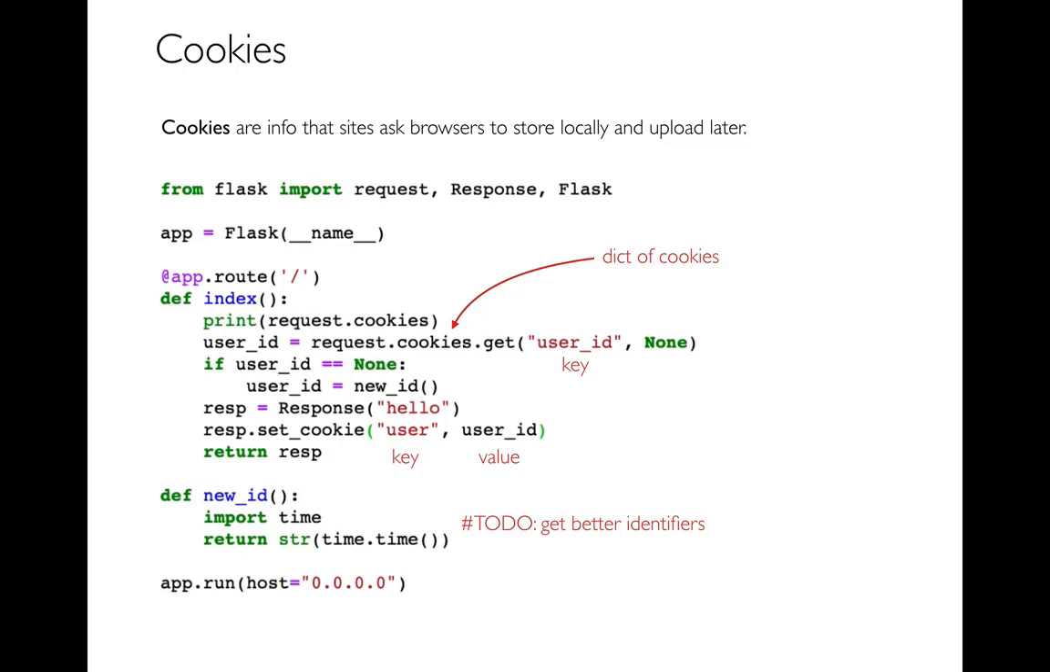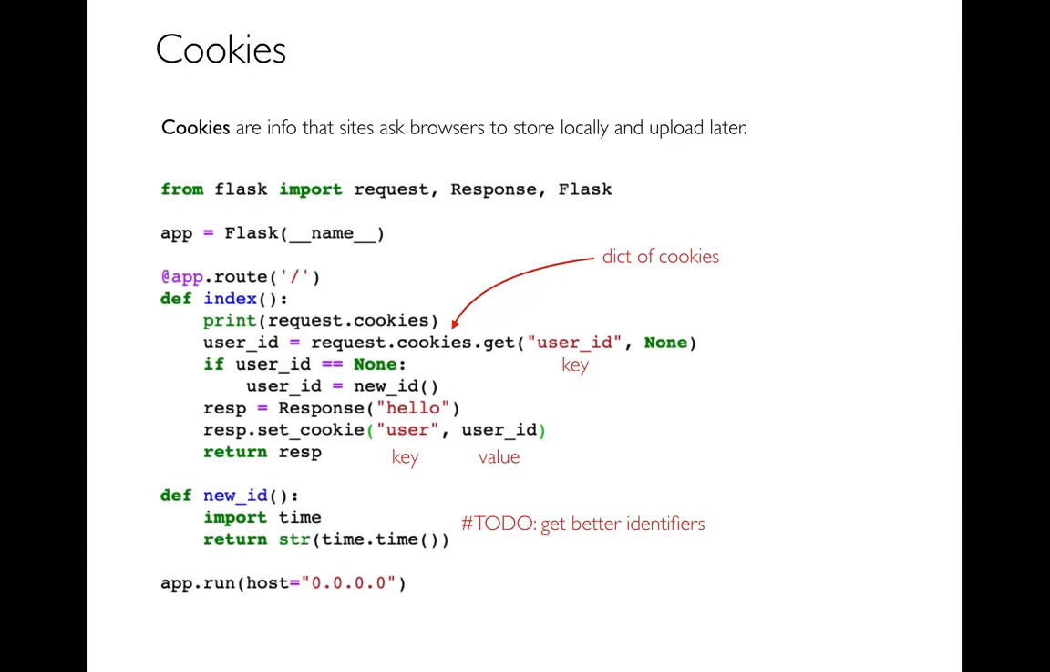For my homepage, my index, you can see I'm printing off cookies. Cookies is just this big dictionary. I can look up keys in it, right? So I could look up the user ID in cookies. You can see later I have this response. I'm not really returning a string like I normally do. I'm returning this response object. In the response object, I'm putting the string hello, right? Before, maybe I would just return hello.